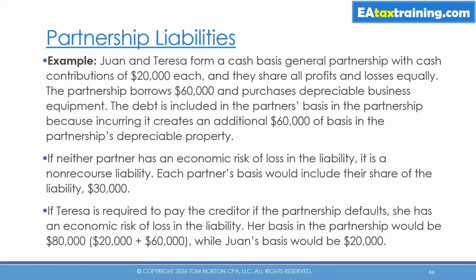So his basis is still $20,000 because that's what he contributed to the partnership, but he does not get any basis in the loan in that instance. So that's the distinction between having one partner on the hook, or not having either partner be on the hook.